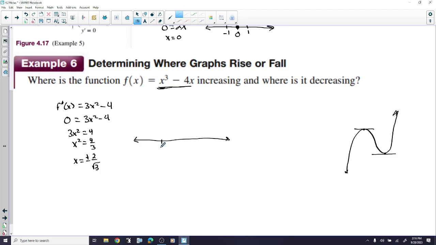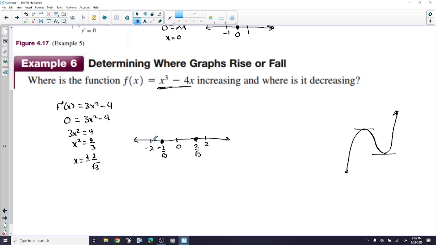But let's do this on a number line. If we had negative 2 over the square root of 3, and we have positive 2 over the square root of 3, we've got to test some points. So I know 0 is in between there. 2 divided by 1 point something is negative 1 point something. So I'm pretty confident with negative 2 over here. 2 divided by 1 point something is 1 point something. So I'm very confident with 2 here.